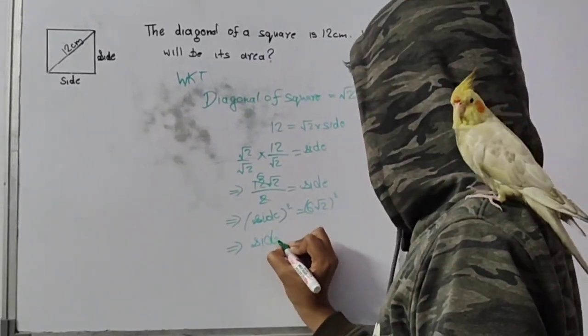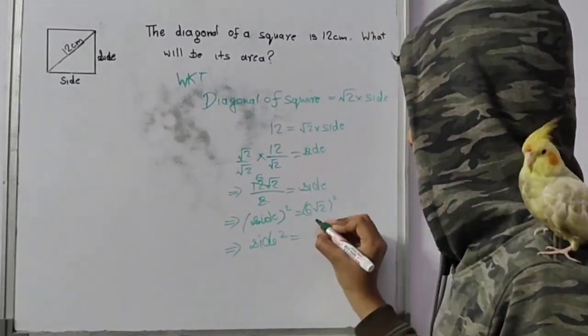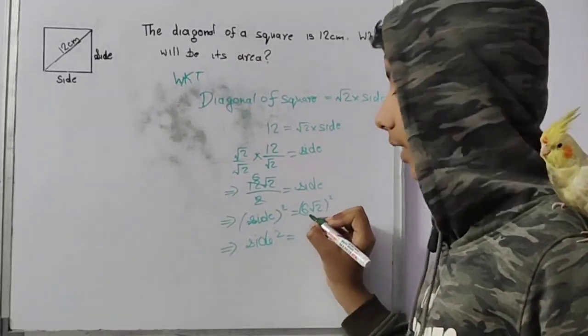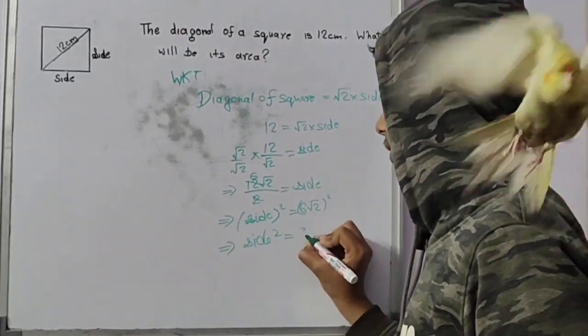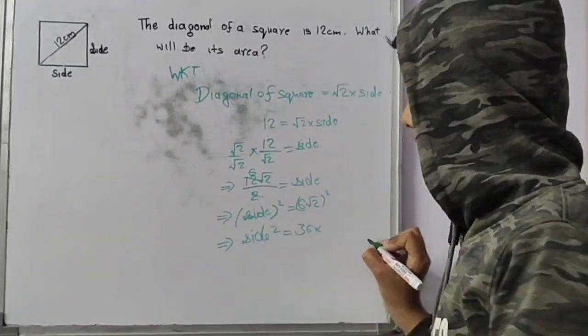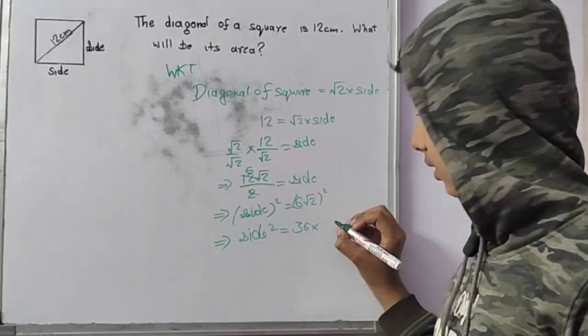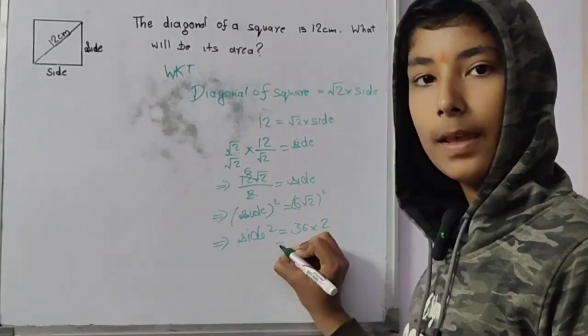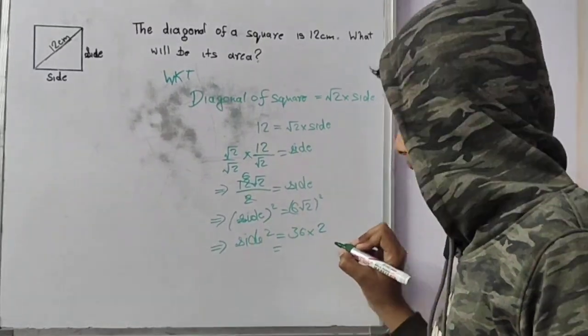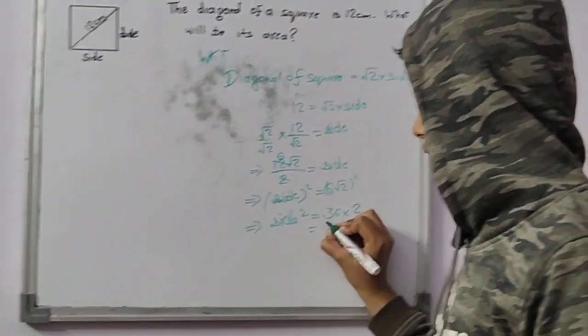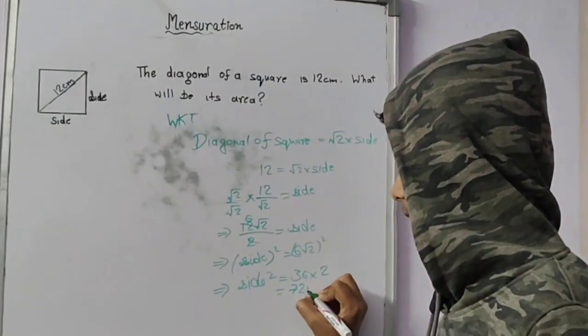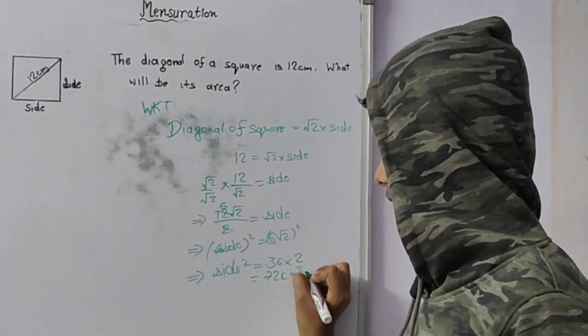Side square equal to 6 square. What is it? It is 36 multiplied by root 2 square, which is 2. It will be 36 into 2 equal to 72 centimeter square.